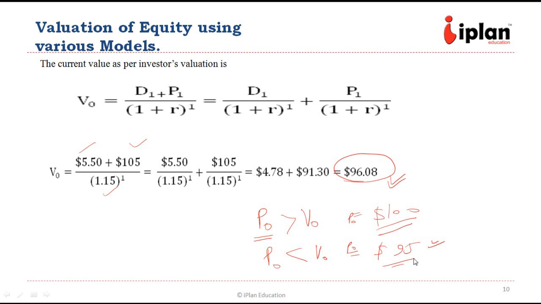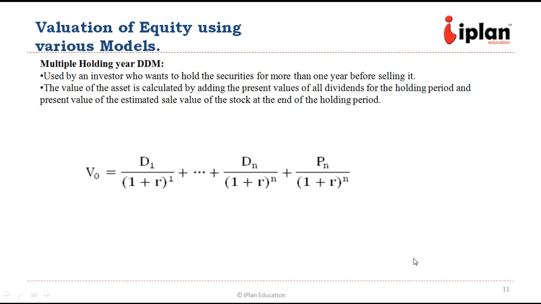So far we have seen the dividend discount model where the holding period was 1 year. Let us look at the case where there are multiple holding years. If the investor wants to hold the security for more than 1 year, then we can use this model. The only difference is we can have different dividends expected for all the years, and we discount them to present value. And finally, the price after the holding period.